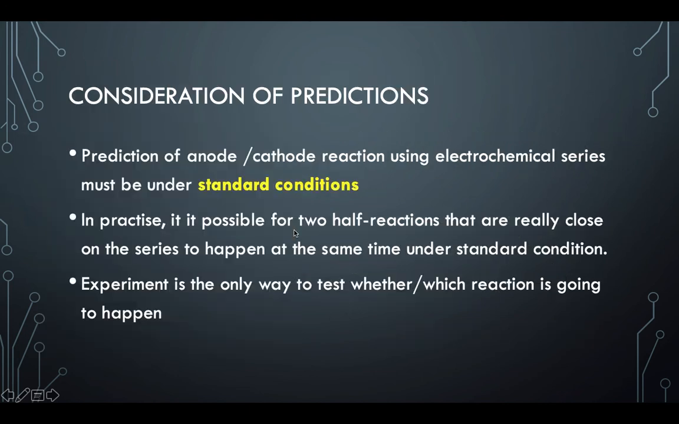Okay. So there are several considerations that you can expect, because whenever we use the electrochemical series, it has to be exactly under standard conditions. But in this case, with electrolysis, sometimes when the two half equations are too close to each other, in practice, it is possible for both half reactions to happen in the same direction. Okay, so experiment is the only way to test whether the reaction is going to happen.